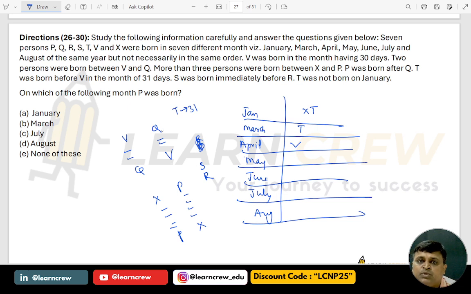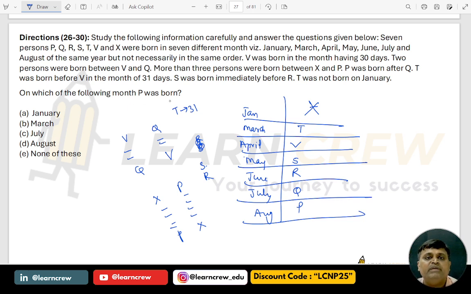Now, between V and Q, I should have 2 persons. And S and R must be like this. Between X and P there are more than 3 persons, and P was born after Q. So definitely P has to be here, X has to be here. This is the final arrangement. Here you have X. So XTV SRQP is the arrangement.